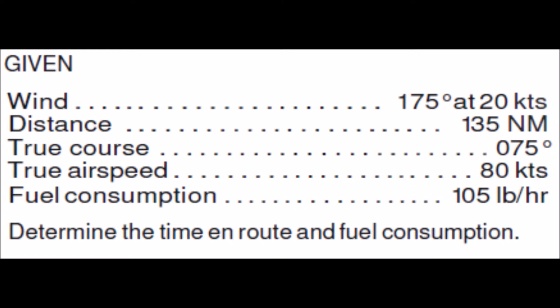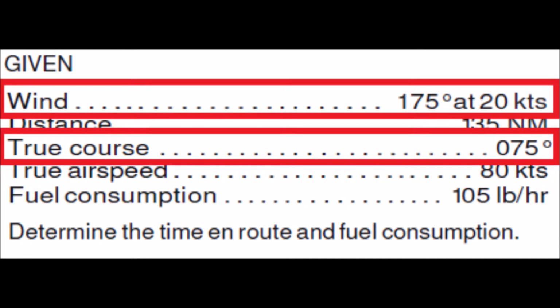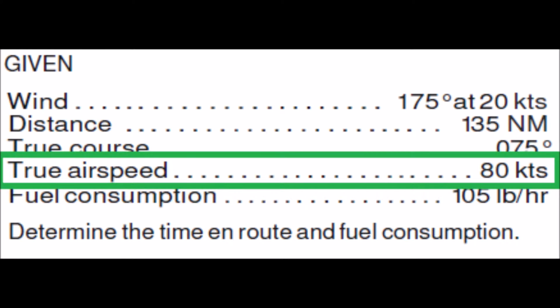We're given the wind, which is coming from 175 degrees true course at 20 knots. The wind is usually reported in true degrees and not magnetic. And the degrees means where the wind is coming from. So the wind is coming from 175. In order to calculate the ground speed, we need to calculate our wind component first. So we take the wind direction and speed, then we take our true course. After that, we're going to utilize our true airspeed.